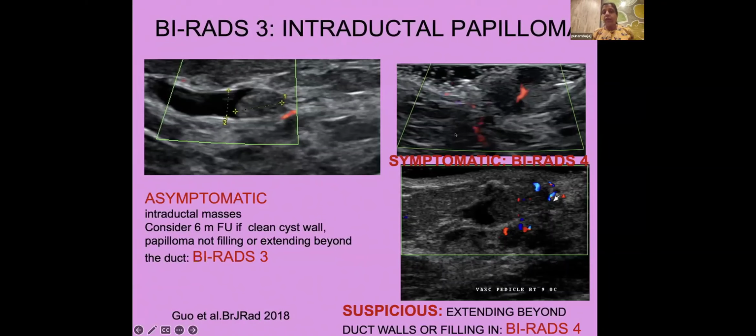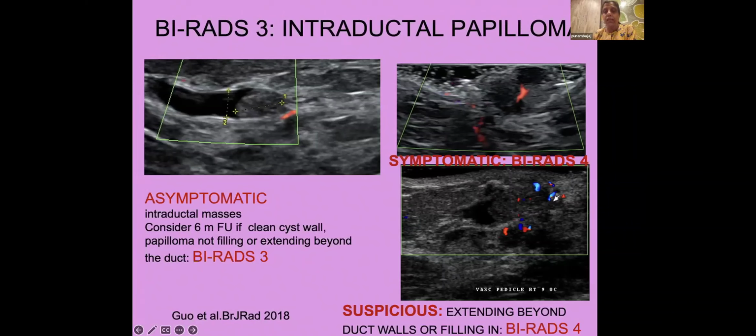All right. If, however, the same lady was symptomatic and I saw this or I saw this, if she was symptomatic, I have to go ahead and do a biopsy. This is a central papilloma just in the duct near the nipple. This is in the nipple areolar complex and you see this echogenic lesion and you see a single vessel feeding it. Okay. So these, because the lady is symptomatic, we have to biopsy it.